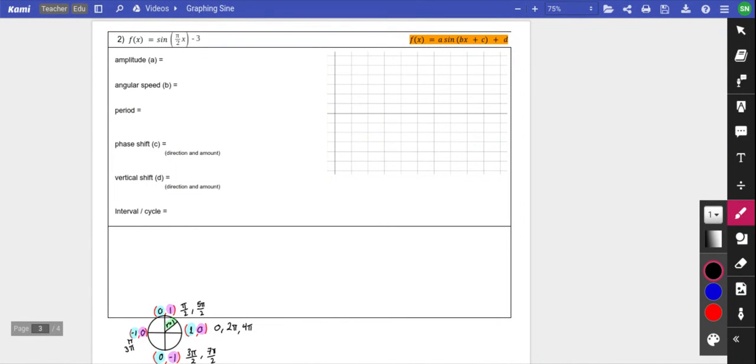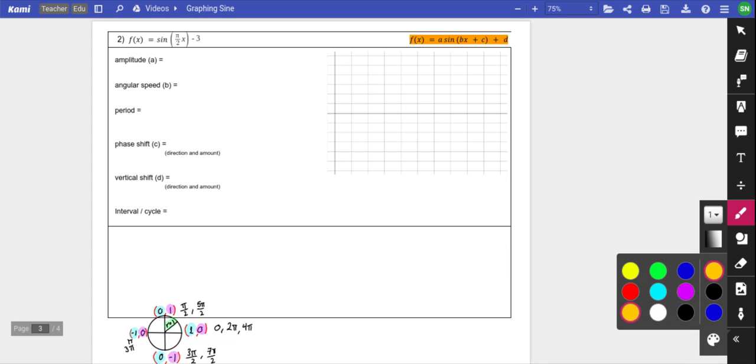Hello, this video is part 3 of graphing sine. For this problem we will be graphing it in radians. Part 2 was in degrees. We're going to start by figuring out the amplitude.